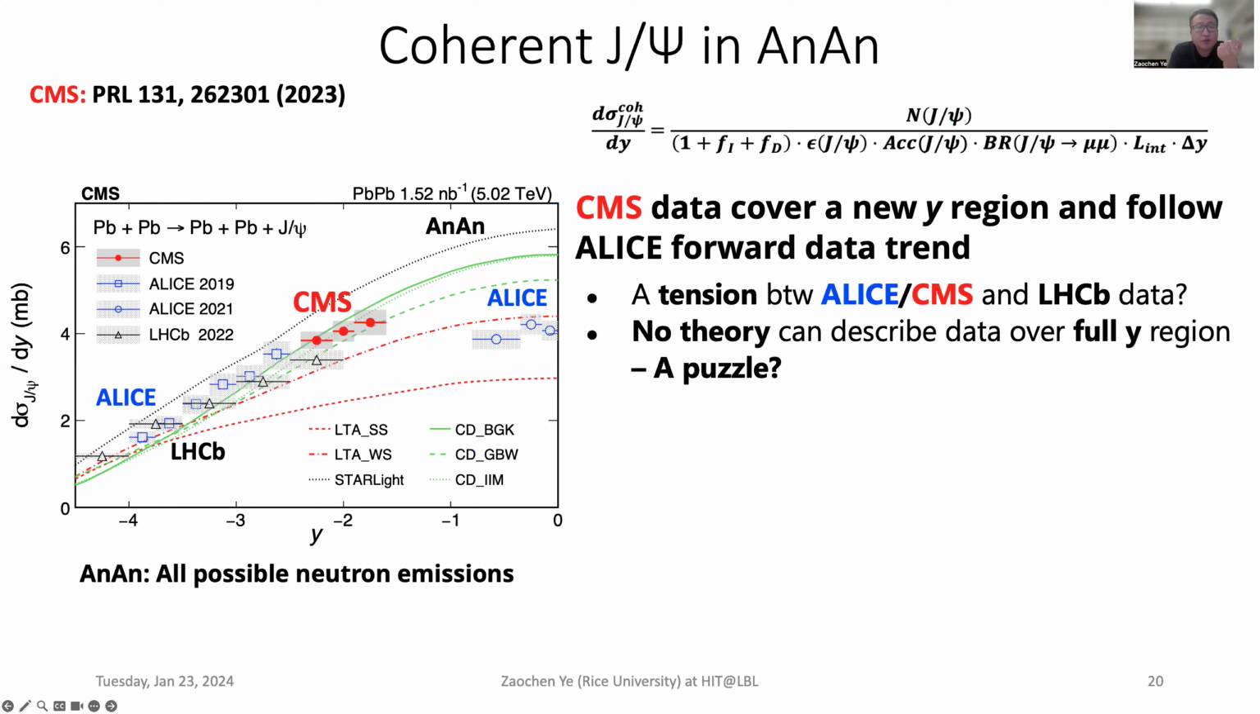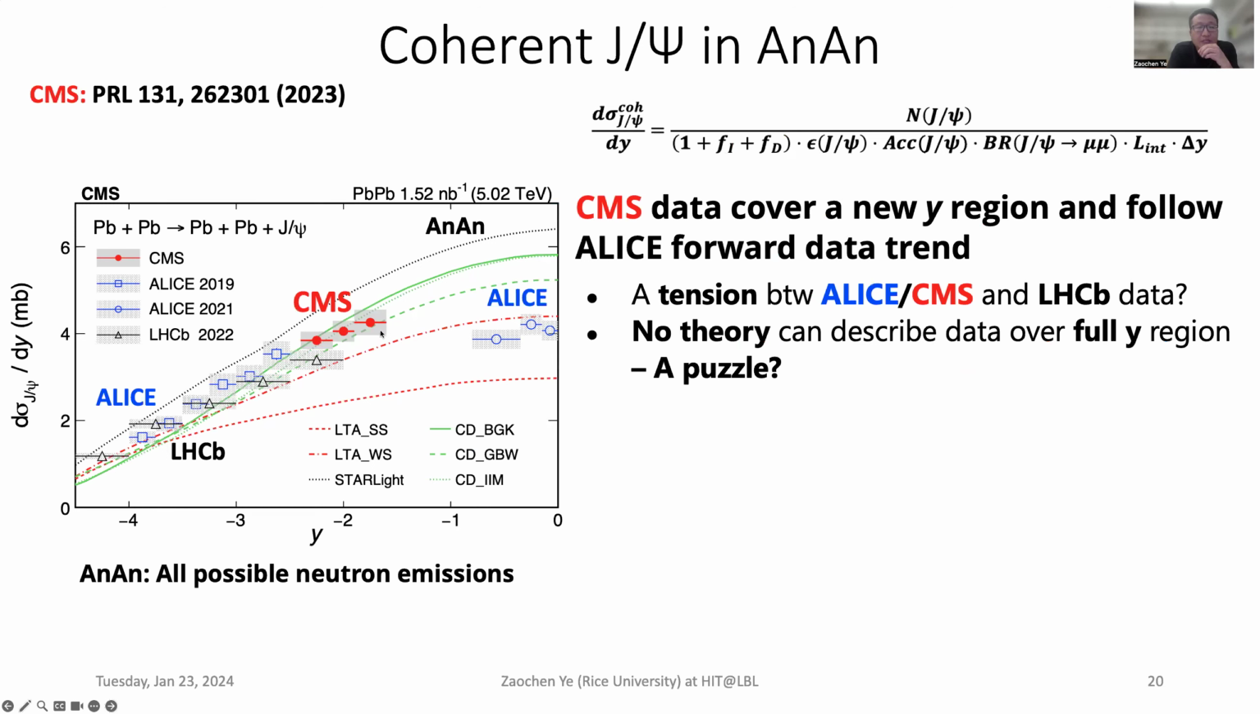And after we extract the raw yield, we can then apply the efficiency and acceptance corrections, and the feed-down and the incoherent corrections. Finally, we can measure the cross section. So here we show the red point as CMS data.